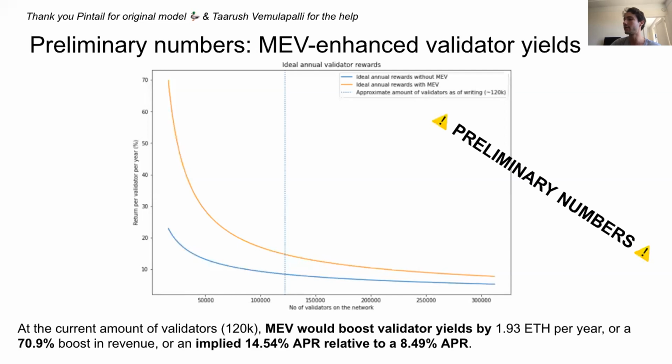So mapping out the MEV enhanced validator yields, this is a graph that we showed last week with Tomas. The orange curve is MEV enhanced validator yields. The blue curve is normal validator yields without MEV, and the blue dotted line here is the actual number of validators in the system currently, which is about 120,000 for 4 million ETH staked. And so we see that MEV boosts revenue by about 70.9%, which is pretty significant, especially when you compare that to miner revenue and the boost of MEV to miner revenue, which we found to be somewhere between 5 and 7%.